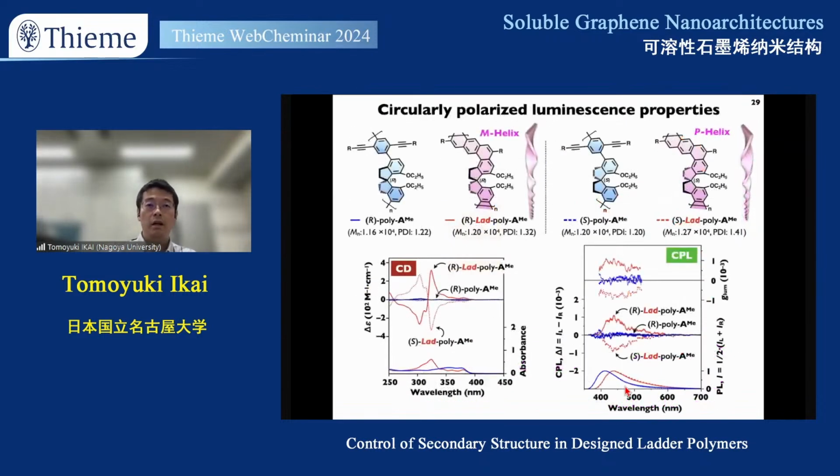We then investigated the optical properties of these rubber polymers and found that the left- and right-handed helical rubber polymers show mirror-image circular dichroism and circularly polarized luminescence, in contrast to the precursor polymer, which shows almost no CD and CPL signal. So these chiroptical signals of the rubber polymers are clearly derived from the helical secondary structure.